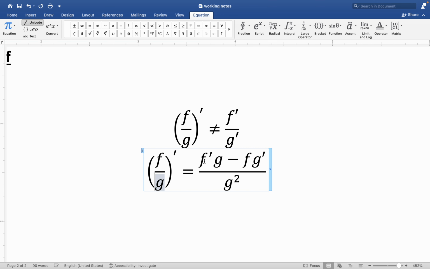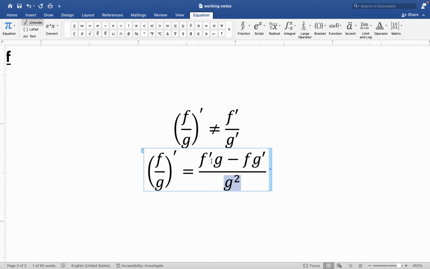So apparently the derivative is the derivative of the top, that's f prime, times g left alone. That's the bottom function, right? Not the derivative of the bottom, just the bottom left alone. And then minus f, that's just the top function left alone, times the derivative of the bottom function. And all of that is divided by g squared. That's the bottom function squared.